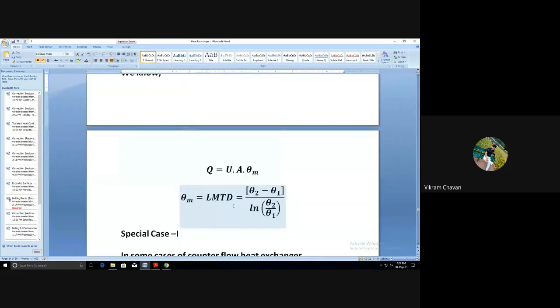Okay, so therefore you can write theta m is equal to LMTD, that is logarithmic mean temperature difference for counter flow, and it is also equal to theta 2 minus theta 1 divided by ln of theta 2 divided by theta 1.